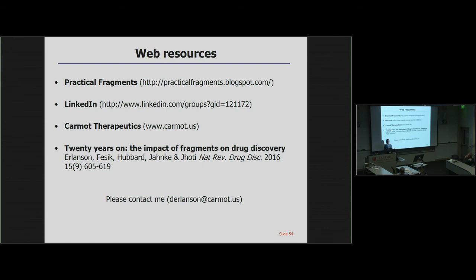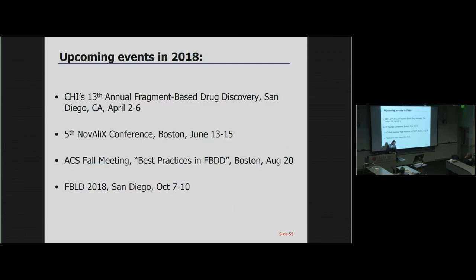Just a few resources to leave you with. I've mentioned a couple times this blog I run, Practical Fragments. There's a LinkedIn group as well. I didn't have a chance to tell you what we're doing at Karma, but what we really focus on is not finding the initial fragment, but that second step of how you advance a fragment to a more potent molecule. And there's also a review that I co-authored a couple years ago that has a lot of this material in it.